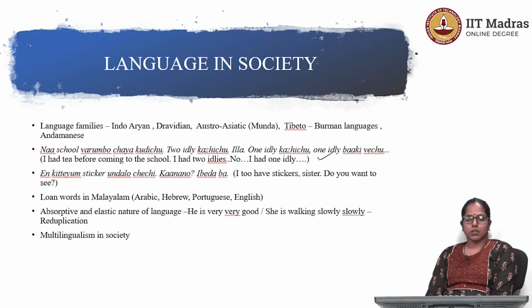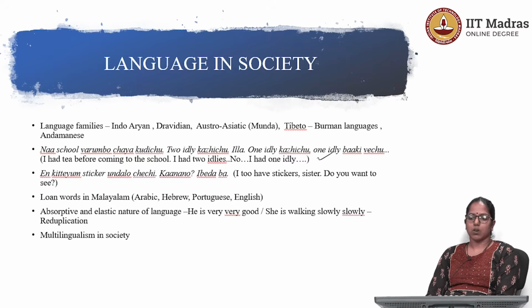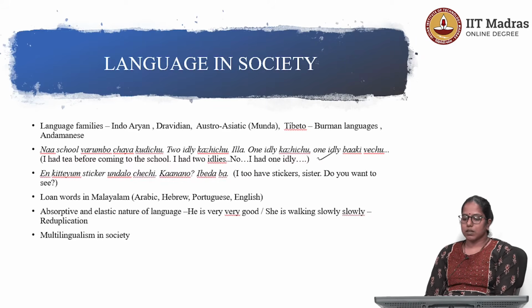I am going to explain this concept of reduplication through a couple of English sentences that we often hear around us. The examples are, he is very, very good, or she is walking slowly, slowly. He is very, very good, he is very, very bad, he is very, very talkative. Well, these are all the expressions that our teachers tell our parents, right? During parent-teacher meetings. Yeah. Similarly, expressions like she is walking slowly, slowly.